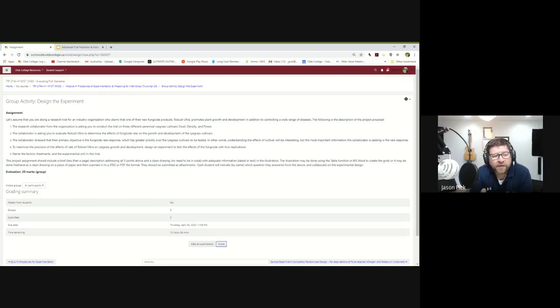3 different ryegrass cultivars, Excel, Density, and Power. Again, these are fictional, but these are the 3 different cultivars that you need to trial against. The next component is you need to be able to test the different rates of Robust Ultra. And I don't want you to concern yourselves with 1 ounce, 2 ounce, or 3 ounce. Just say rate 1, rate 2, rate 3. Okay? Last but not least, we want to understand the effects of the cultivar. But the most important thing here is rate response.